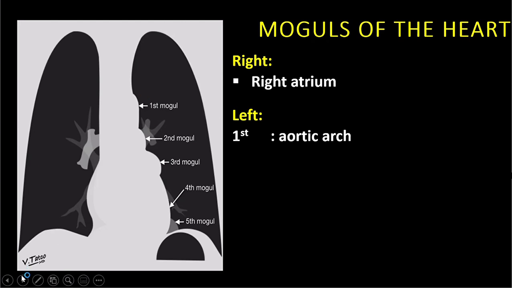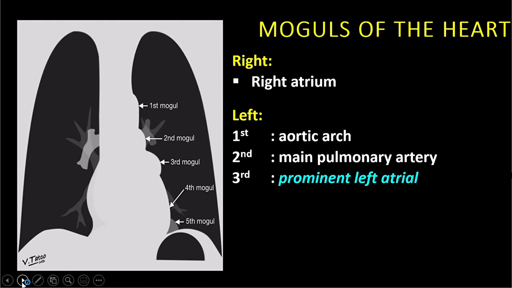So the first mogul actually makes up your aortic arc, or what we commonly refer to as your aortic knob. So this makes up the arc or the knob of the aorta. The second mogul would be your main pulmonary artery, the left main pulmonary artery. The third mogul would be your prominent left atrial appendage.